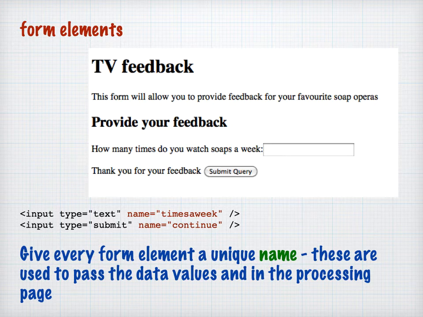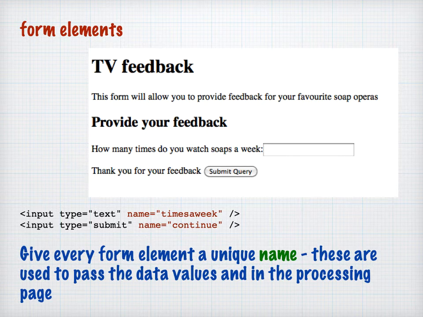Now, the reason that those names are important is how get works. Get will pass the values through to the next page using those names that we've just specified. So when we type a value in, how many times do you watch a soap opera every week, that value will be associated with the name timesaweek. And when we click on the button, submit query, that will also have a value that indicates that we've tapped on the button.